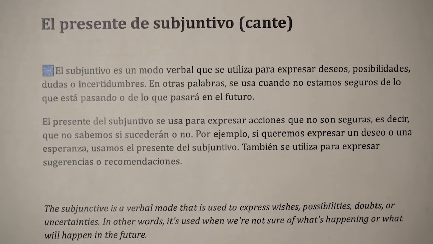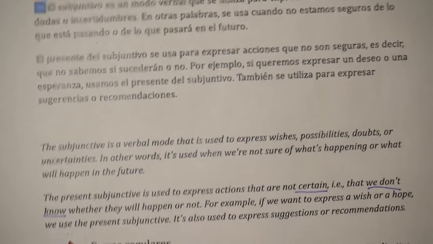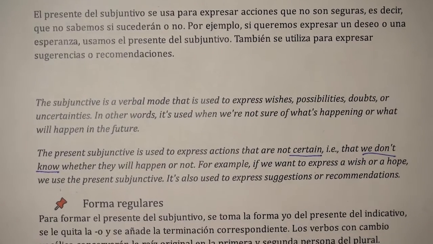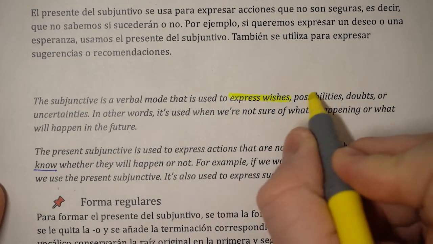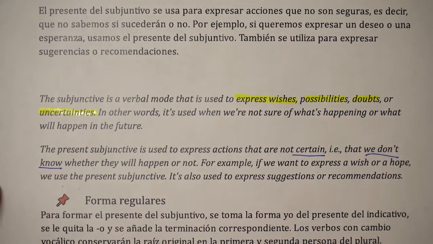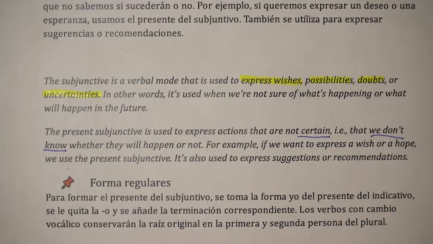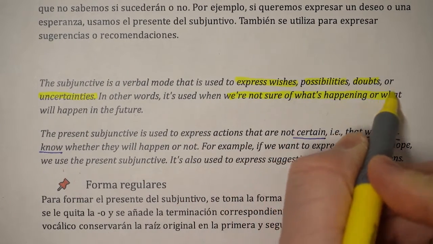In today's lesson we are going to study how to form the present subjunctive in Español. Before going to how to form this new tense, we're going to go over some of the ideas that belong to the subjunctive. So we're going to start saying that the subjunctive is a verbal mode that is used to express wishes, possibilities, doubts, or uncertainties. That concept right there is very important. In other words, it's used when we are not sure of what's happening or what will happen in the future.